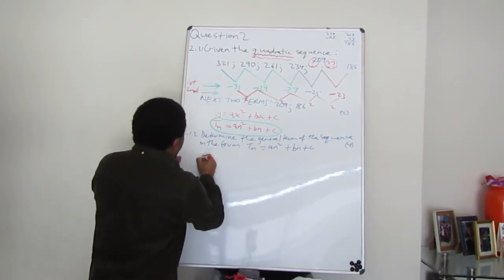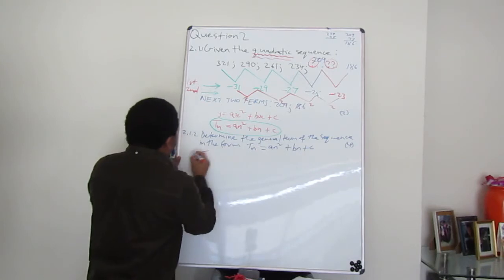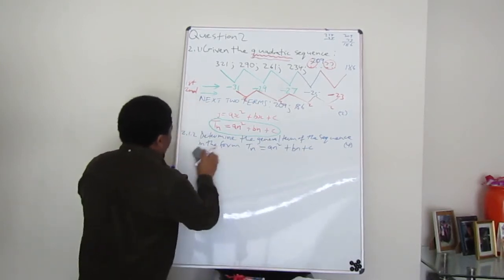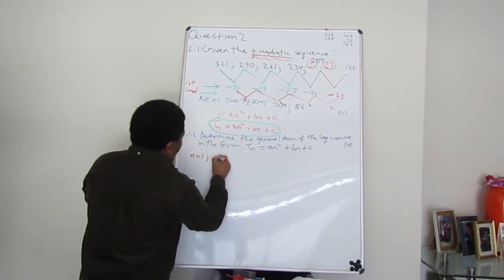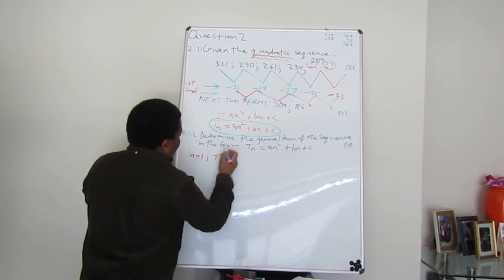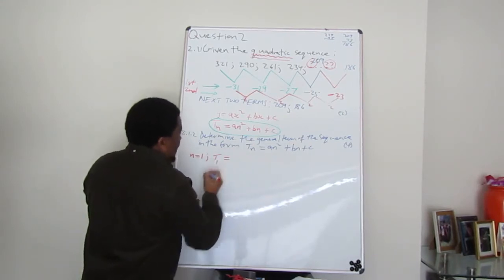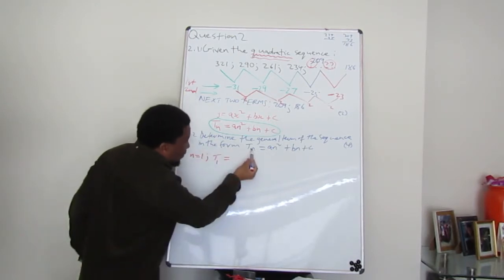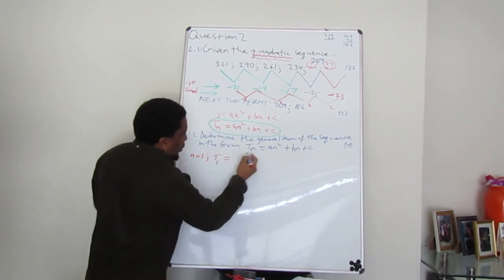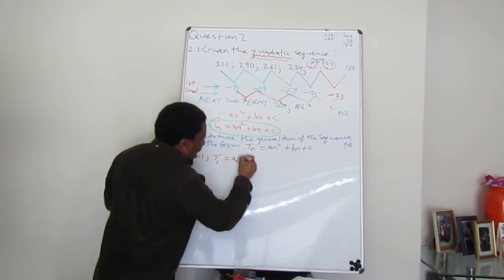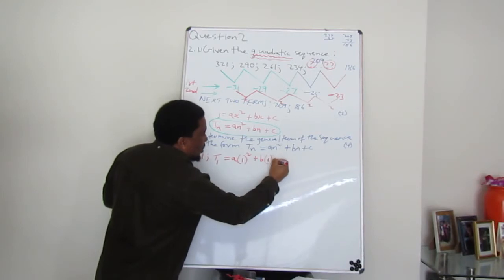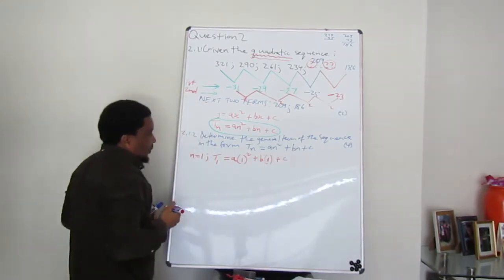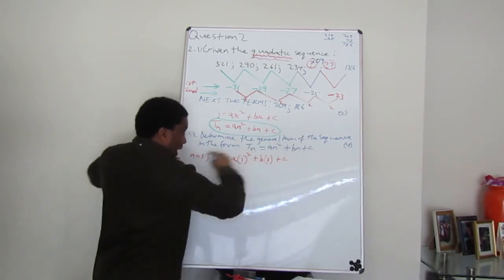I'll say T1, which is Tn, where n is equal to 1. Let me just put it that way. If n is equal to 1, remember Tn, so my term 1 will therefore be equal to, in place of n, I put 1. So this will be a into 1 squared plus b into 1 plus c in that case. So this is the equation that I am using.